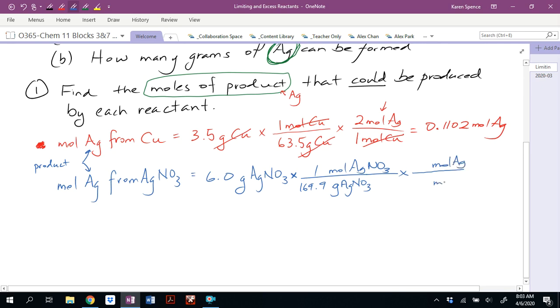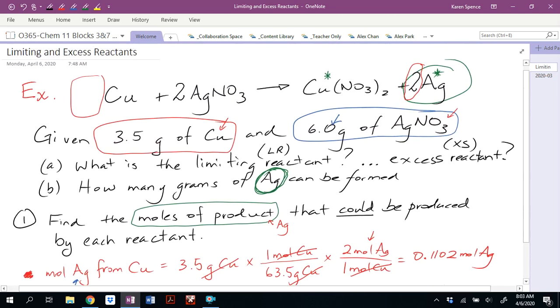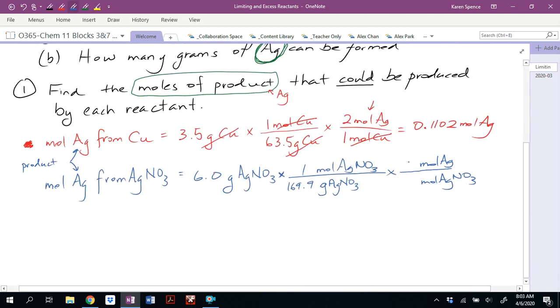and we want to cancel the moles of silver nitrate. And where do we find that mole to mole ratio? That comes from our balanced equation. So we have, for the silver nitrate, we have a 2, and for our silver, we have a 2, so that's a 2 to 2 ratio. There are 2 moles of silver for every 2 moles of silver nitrate. Finish calculating that, and we get 0.0353 moles of silver.